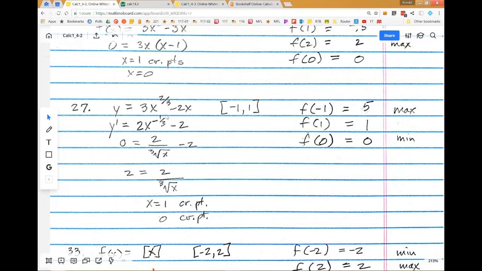At 1, the cube root of 1 is 1. 1 squared is 1. 1 times 3 is 3. And 3 minus 2 is 1. And then at 0, everything's 0. What's the max? 5. What's the min? 0. So that would be number 27.